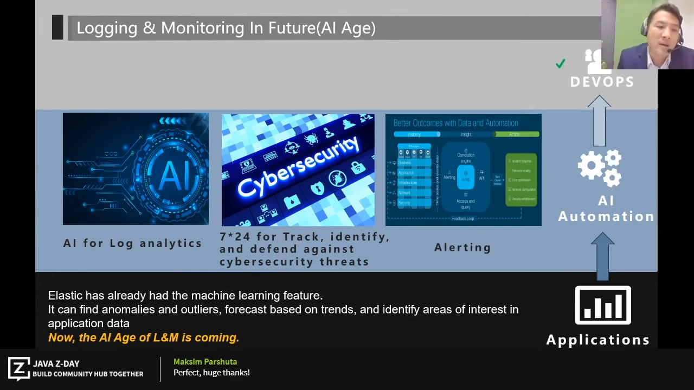Now the AI age of logging and monitoring is coming. Why do I say that? Because Elastic Stack already has a machine learning feature. It can find anomalies and outliers, forecast based on trends, and identify areas of interest in application data. So currently AI has started to help us.